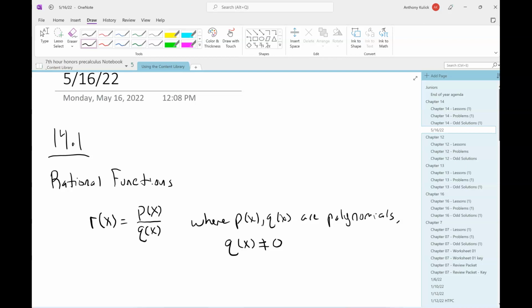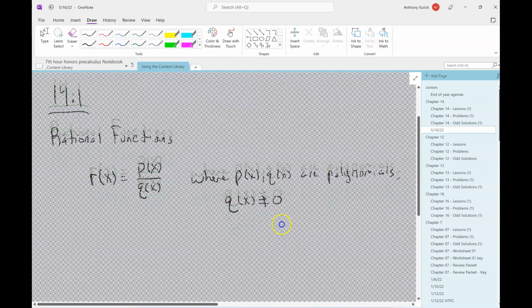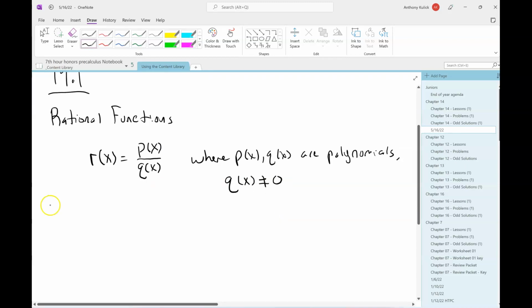Why don't we allow Q of x to be the 0 polynomial? Because it'd be in the denominator of a fraction. We know that's very, very bad. All right. So first thing we'll talk about is domains.